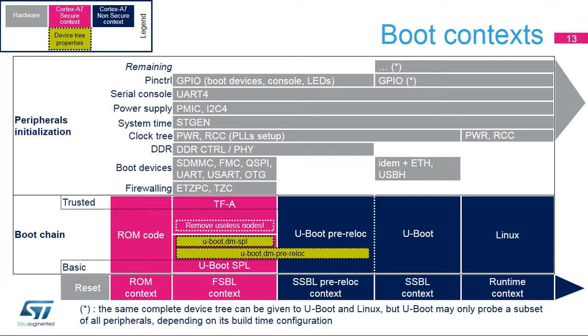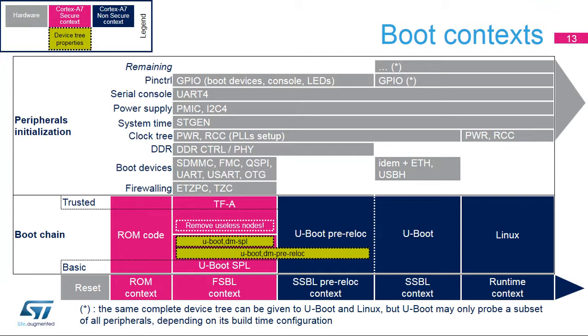The DDR controller initialization is applied by the FSBL and remains visible in the pre-relock context since it contains the DDR size used to perform the relocation. The clock tree is one of the primary configurations applied by the FSBL. It may eventually be modified at runtime later on. The system time for the Cortex-A7 generic timer is provided by STGen, that is initialized in the FSBL.